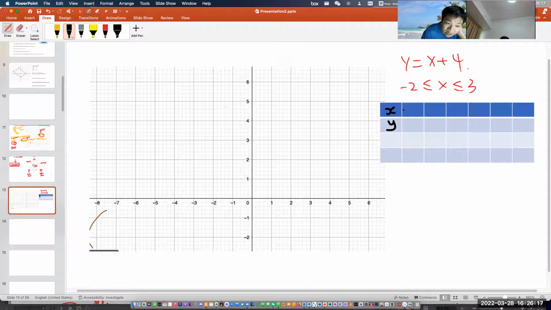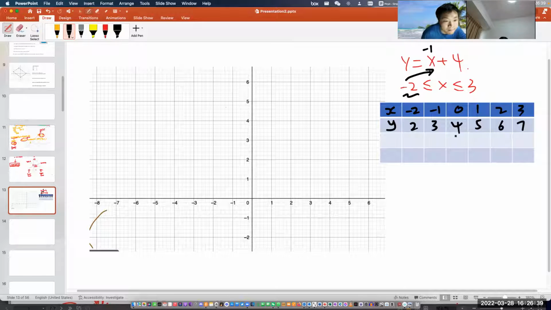So what is the first x value you give? -2. If you give -2 into this, what do you get? You get 2 for y. Then you go to -1, and you will get 3. You give 0, you get 4. You give 1, 5; 2, 6; 3, 7. That's it. So you are going to get the coordinates already. This table of x and y values will give you the coordinates.